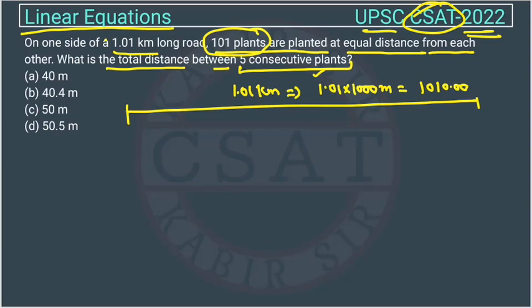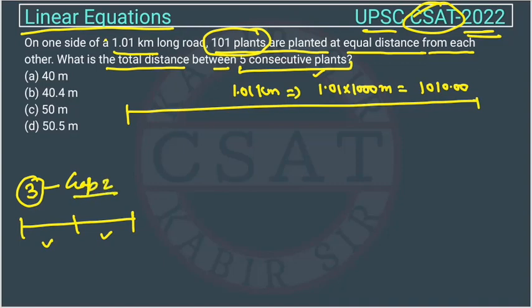So just understand one concept. Suppose this is a road and I have to plant 3 trees, right? So I will plant like this at equal distance. So the gap is here and here, and the gap will be 2, right? Or you can assume like 1 tree we planted here, so now we have to plant 2 trees. So we will divide the total distance by 2, right?